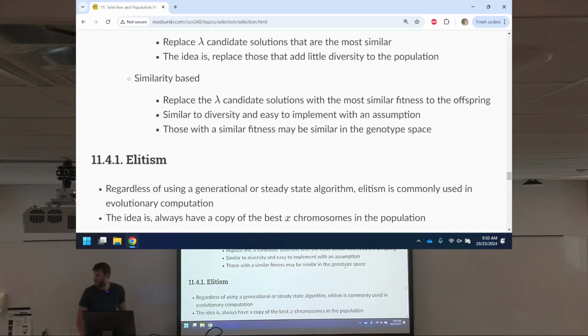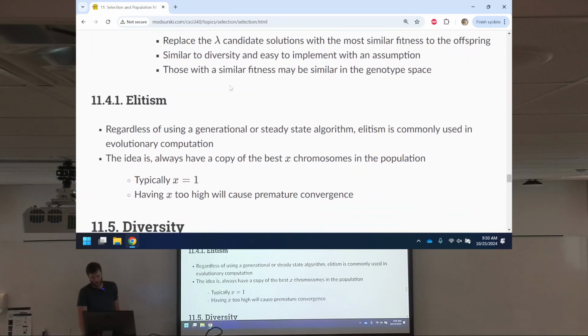Okay, so similarity-based is easy to implement, with an assumption: those with similar fitness may be similar in the genotype space, like we were talking about with diversity. Now, elitism. We've talked about this before, but not directly. Actually, before I talk about this, do we have any questions about any of those ideas so far? Remember, everything so far is just an abstract idea. How you implement it is entirely up to you. And to me, that's what makes this stuff fun. You have a loose recipe for how to do it, and then you get to be as creative as you want, and that's fun.